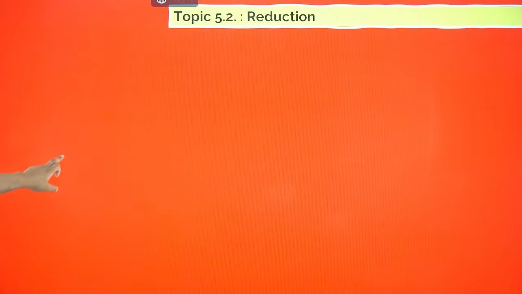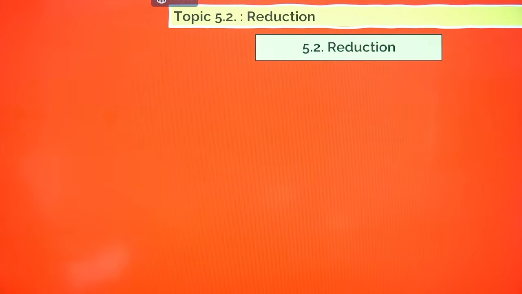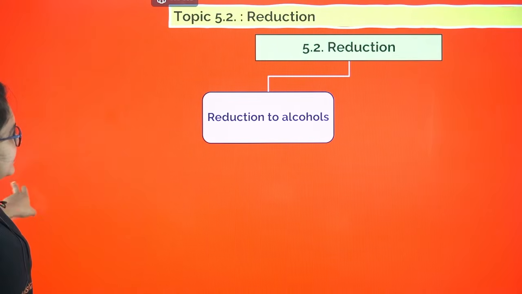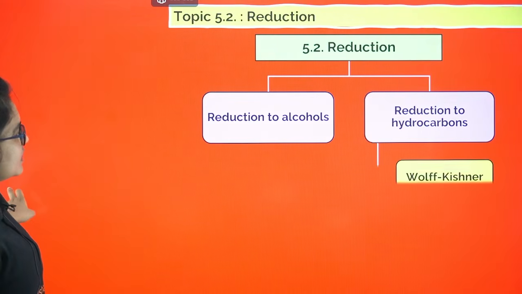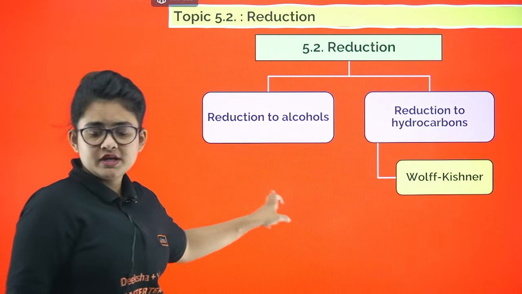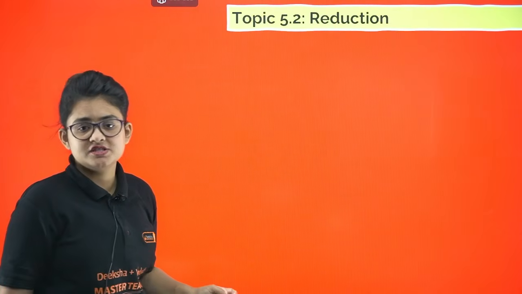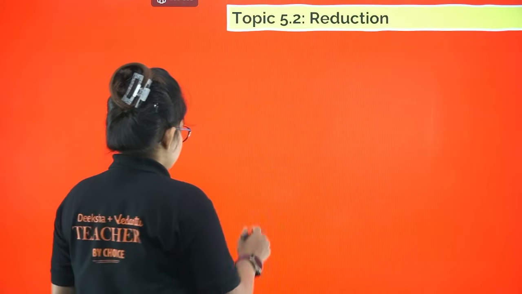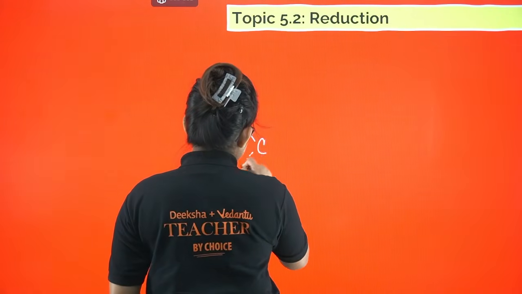Let's proceed. We will proceed with the reduction reaction now. In reduction reaction, here you can see reduction to alcohol and reduction to hydrocarbon. In reduction to hydrocarbon, we can proceed with Clemmensen and Wolff-Kishner. So let's proceed. RC double bond O, let's say I'm having.